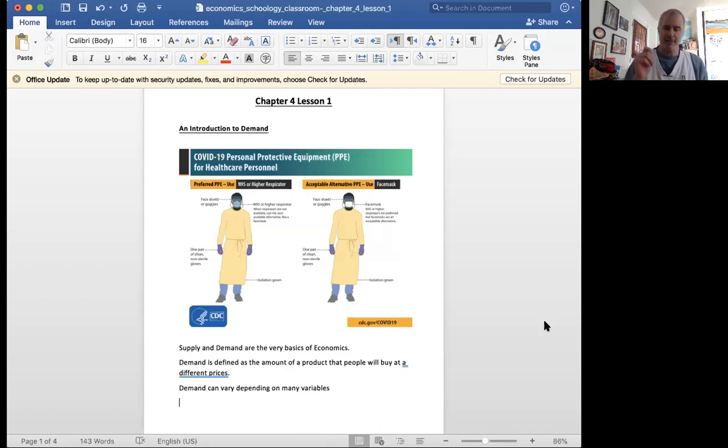And that is the concepts of supply and demand. Supply and demand, the very basics of economics. And today we're going to talk about demand. We'll move on to supply, and then we'll talk about how they interact with each other.